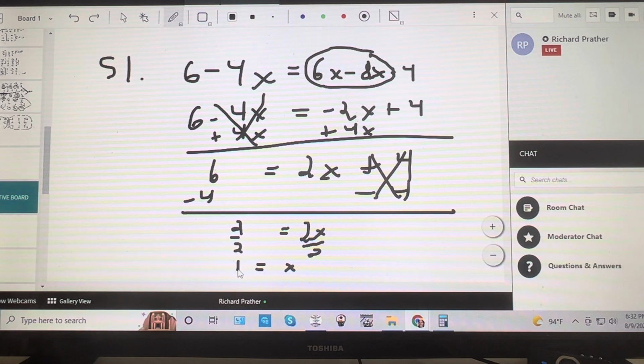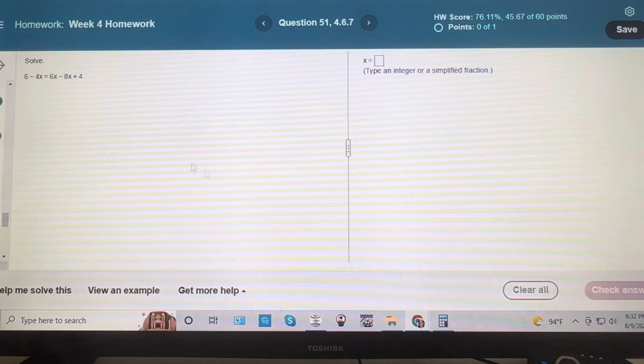So 1's the only number that we can plug in to the original problem, and both sides of the equation would be equal. If you put a 1 here, you would get 6 minus 4, which is 2. And if you put 1's here and here, you would get 6 minus 8, negative 2, plus 4, that's also 2. So that's why 1 is the solution. It's the only number that makes both sides equal to each other.